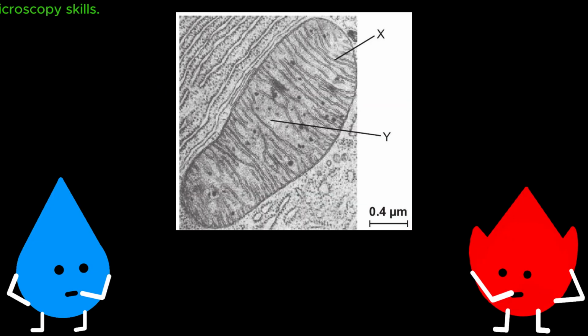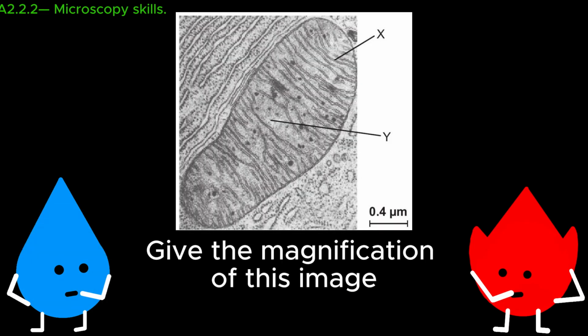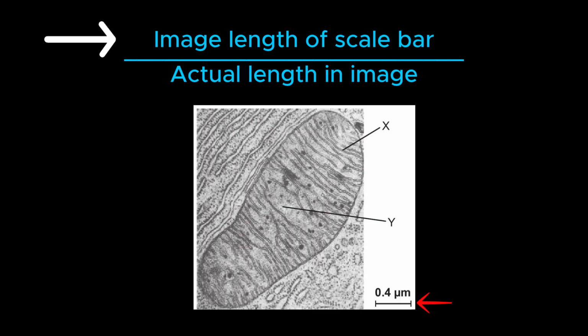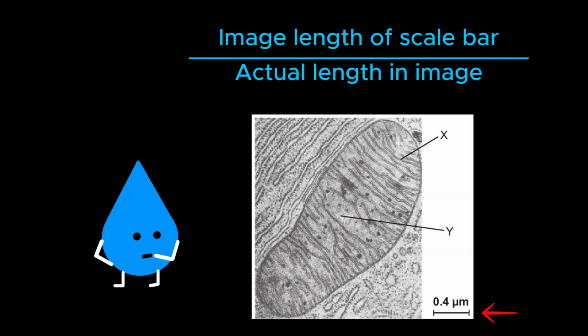Next question. Give the magnification of this image. To calculate magnification, we need to divide the image length of the scale bar by the actual length according to the image. The image length is... Hold on, do we not get a ruler? How are we supposed to know the image length then?